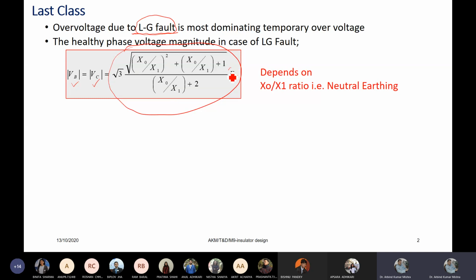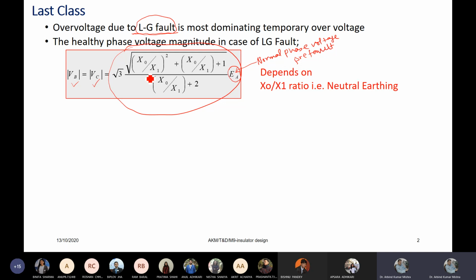on the phase value itself. So this is the phase voltage, the normal phase voltage. This is in fact the voltage just before the fault occurs. That is also called pre-fault voltage, when the system was in normal condition.